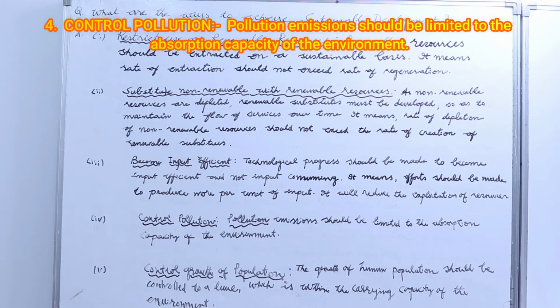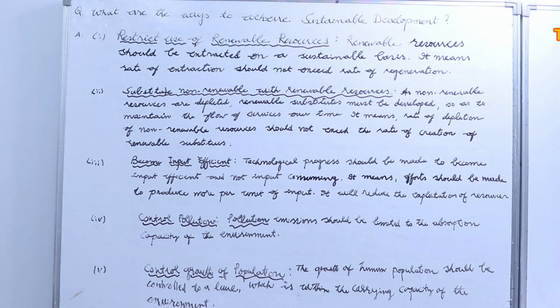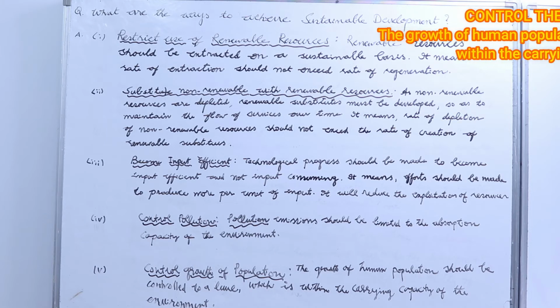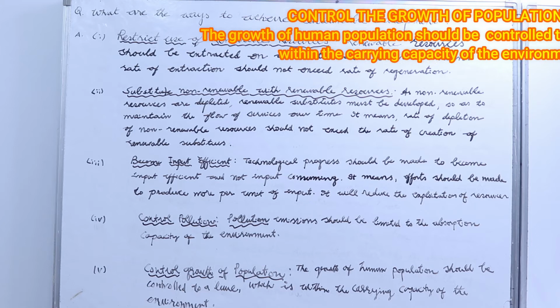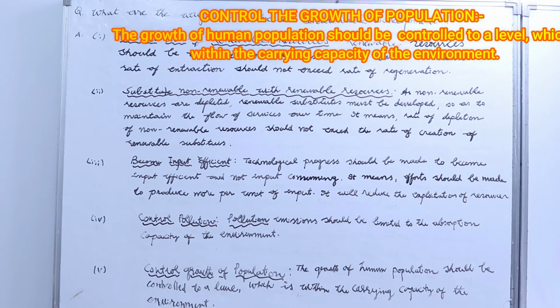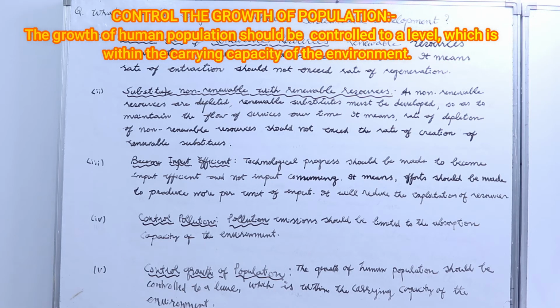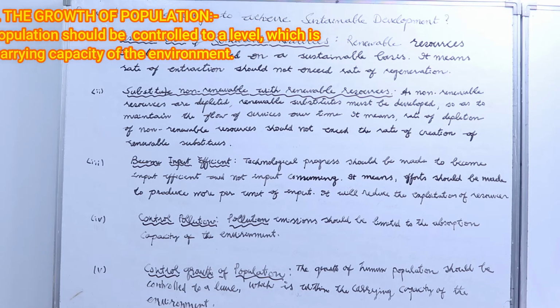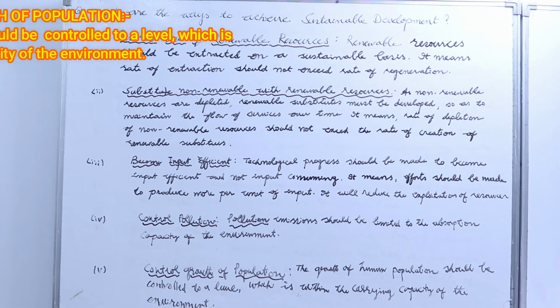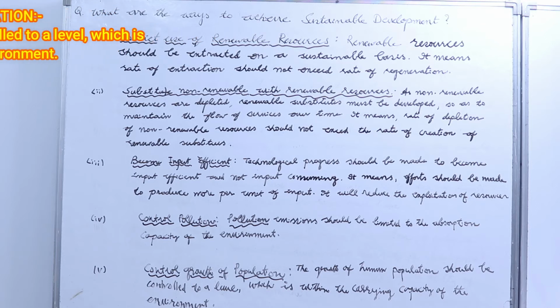And control growth of population. The growth of human population shall be controlled to a level which is within the carrying capacity of the environment. So what is carrying capacity? The environment has some capacity to carry, that means assimilate, whatever waste human beings generate. So if you have uncontrolled population growth, then the environment won't be able to take it.